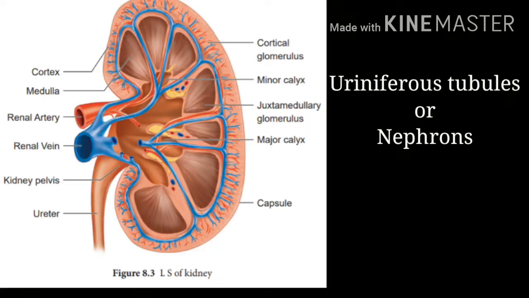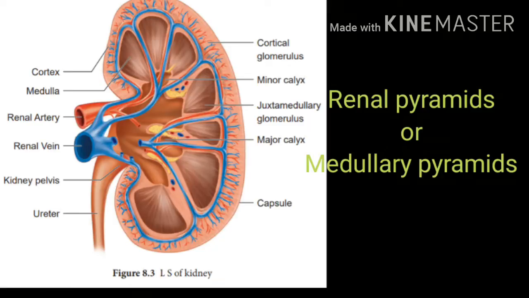The medulla consists of conical masses called medullary pyramids or renal pyramids. What is the other name of renal pyramids? Medullary pyramids. Where are they located? They are located in the region of the medulla.